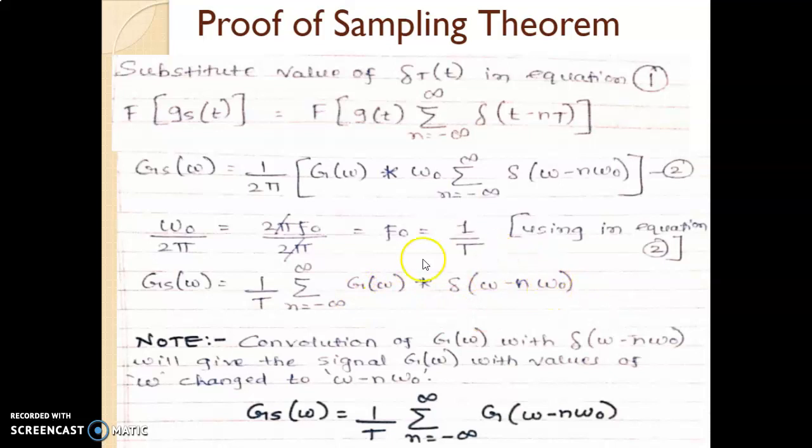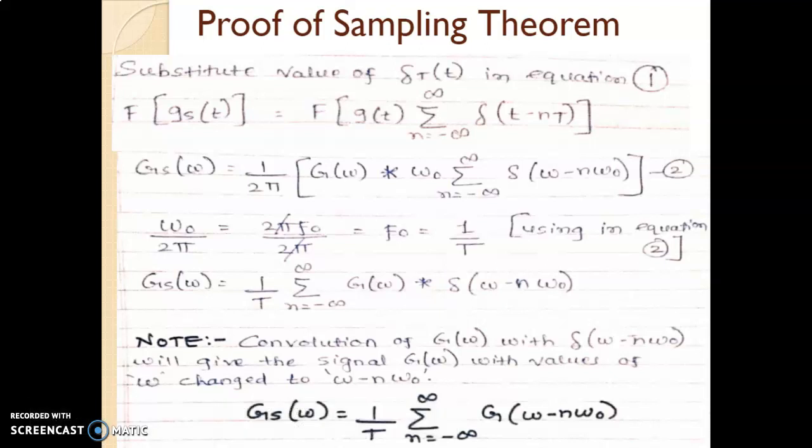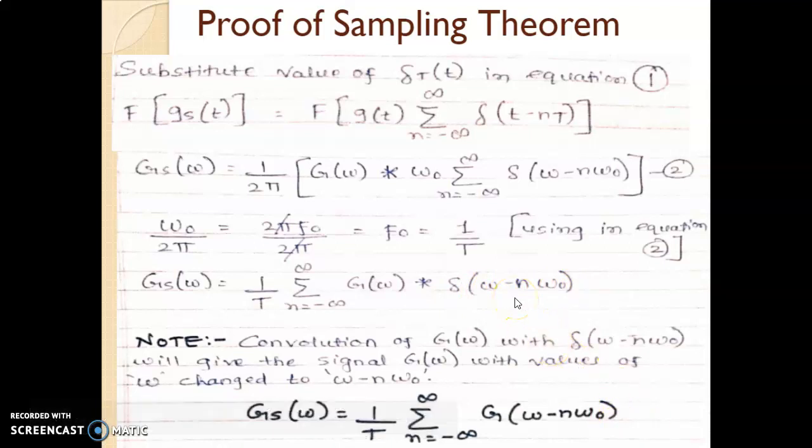So what will be the convolution of this? The convolution will be 1 by T into summation of n is equal to minus infinity to infinity g of omega minus n omega 0. So simply the formula for the convolution is applied. Multiplication of g of omega and delta of this is nothing but omega shifted by omega minus n omega 0, and that is how we get this particular equation. So this is our proof of the sampling theorem.